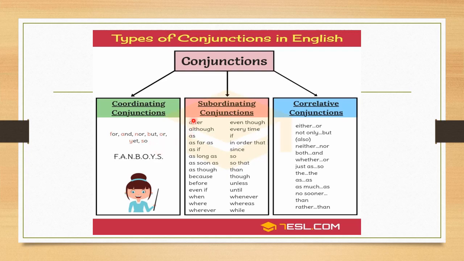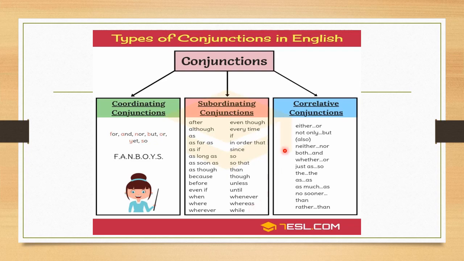Moving to subordinating conjunctions: after, although, as far as, as long as, as soon as, as though, because, before, even if, when, where, wherever, even though, every time, if, in order that, since, so, so that, than, though, unless, until, whenever, whereas, while. So these are subordinating conjunctions. Clear?